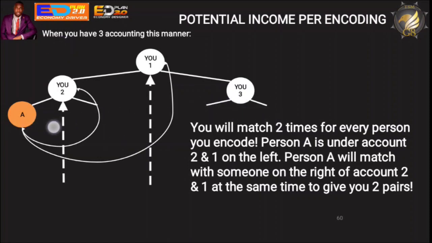So with this structure, you will match 2 times for every person you encode. Person A is under accounts 2 and 1. On the left, person A will match with someone on the right side of account 2, so like this here gives you a pair, and person A will still match on the right side of account 1. This one here gives you a pair, you make money. So this means that for every encoding you make 2 pairs.